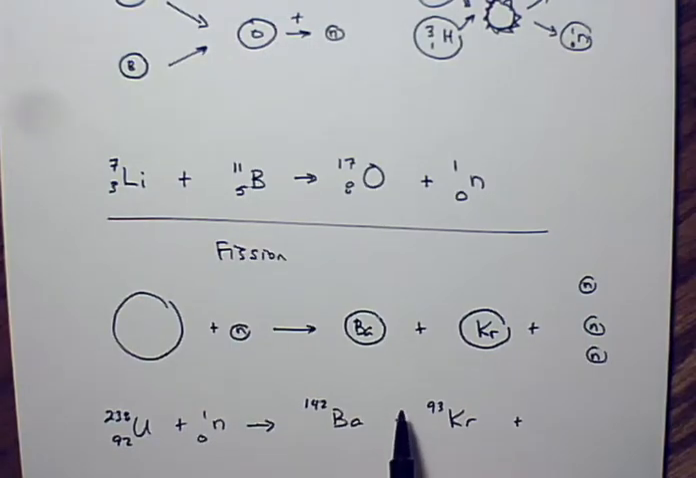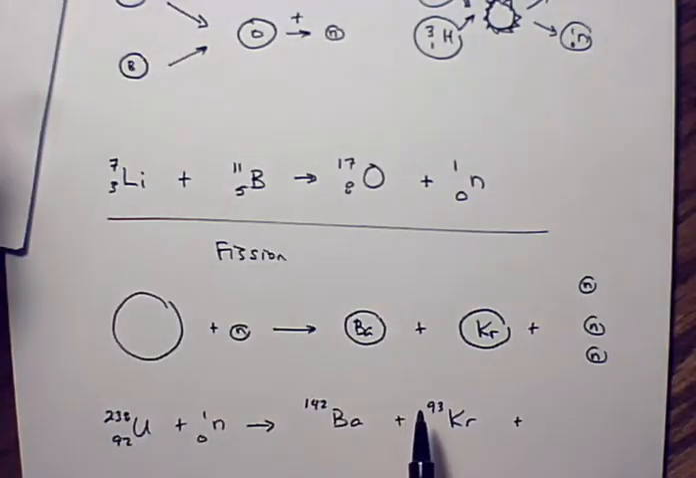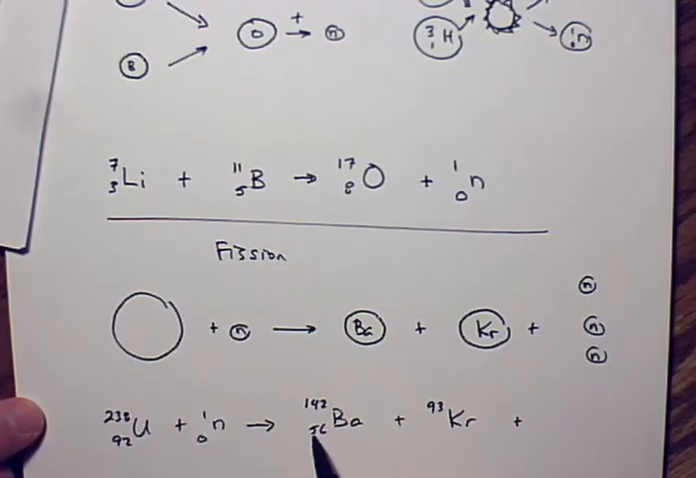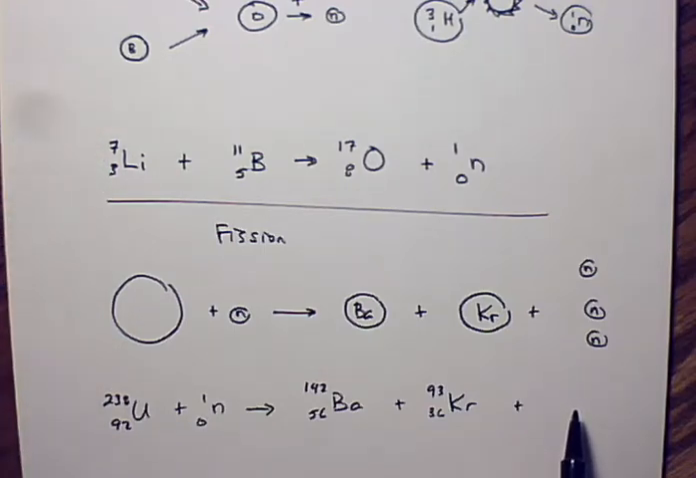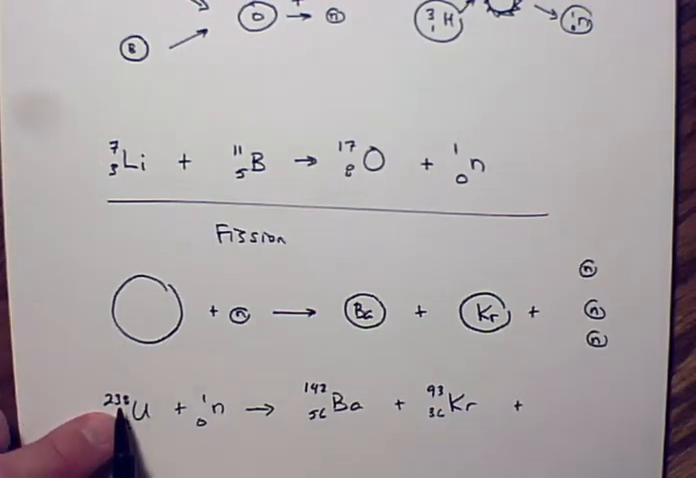What is it? 56? Okay. The atomic number for barium is 56. The atomic number for krypton? 36. Okay. 56 and 36 equals 92. So we've got all the atomic numbers taken care of. So whatever else we have must be neutrons because this is the one that has that 0 atomic number. Okay? So over here we've got 238 and 1.